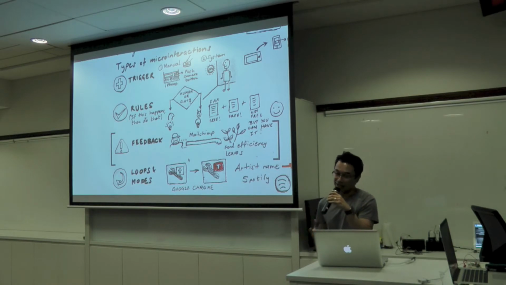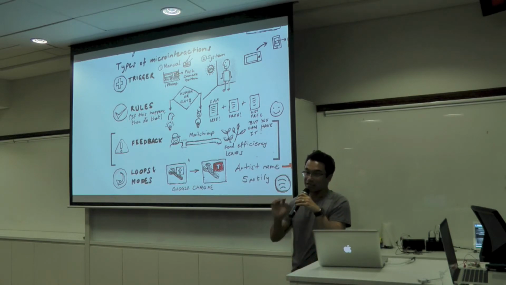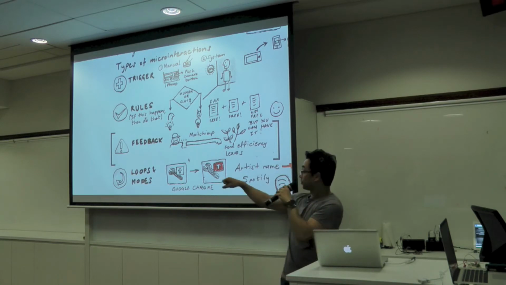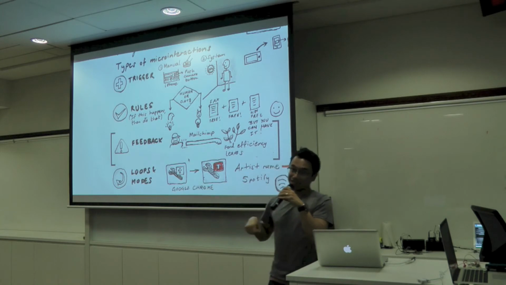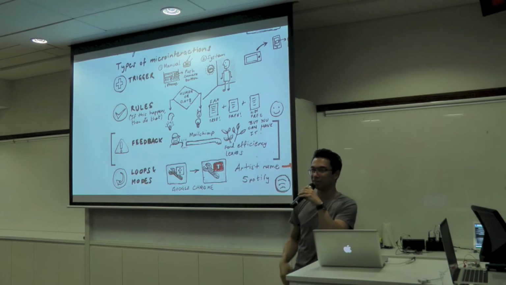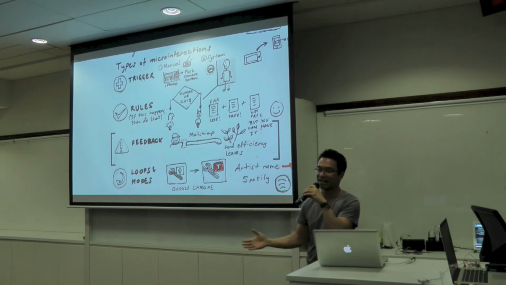Feedback, giving good feedback. For example, MailChimp. The longer you type your email, the longer the chimp's arm stretches out, and if you get to a point where the chimp's arm basically snaps, you kind of feel sorry for the chimp, and you don't want to write any longer than that.